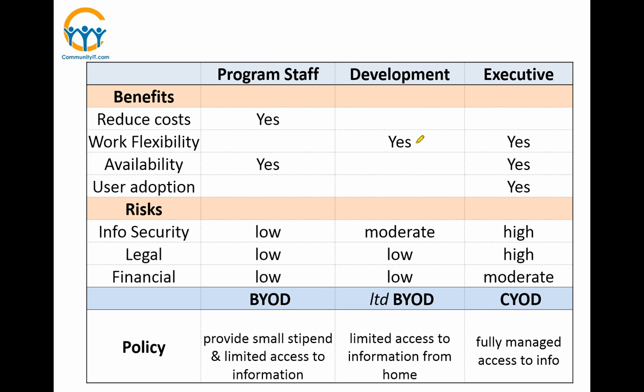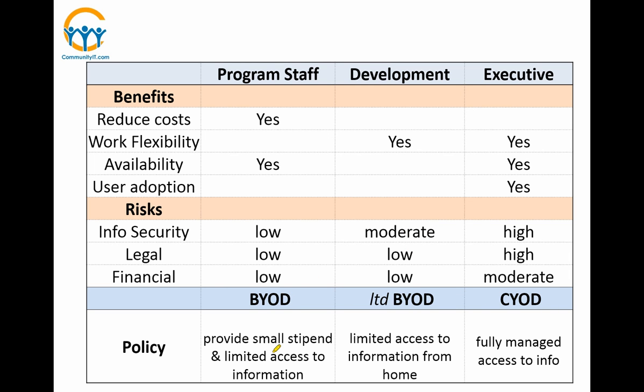Development staff need work flexibility, but other than that, they're making calls, sitting at their desk, maybe using Razor's Edge. Availability isn't as big of an issue. They're working 9 to 5. They already know how to use the system, so there's no user adoption issue there. There's that moderate information security risk.